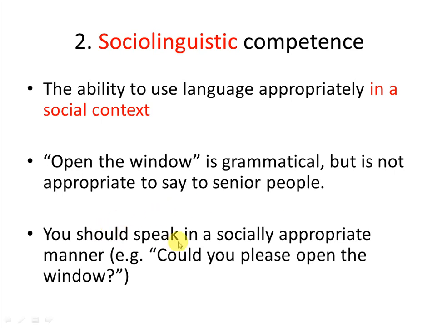So you should speak in a socially appropriate manner. For example, if you are talking to a senior person, maybe you can say, could you please open the window? Or maybe you should open the window yourself. This is not really about the grammar. This sentence is also grammatical, but it is not socially appropriate if you say this to senior people.